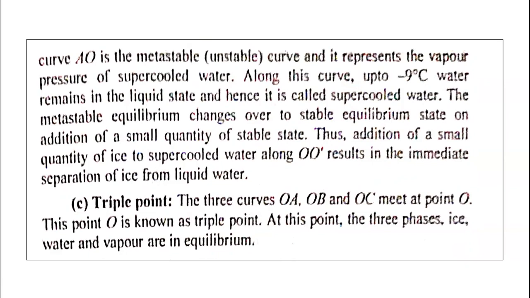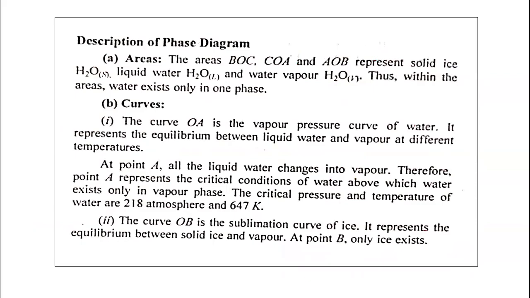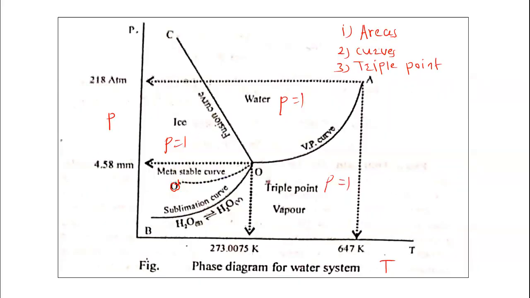What is a triple point? The three curves OA, OB, and OC meet at point O. Let us see here: curve AO, curve CO, and curve BO meet at this point. So at the triple point, the three phases exist: solid ice, liquid water, and vapor water. And this is also the point of intersection of the three curves. Therefore, this point is called the triple point O.